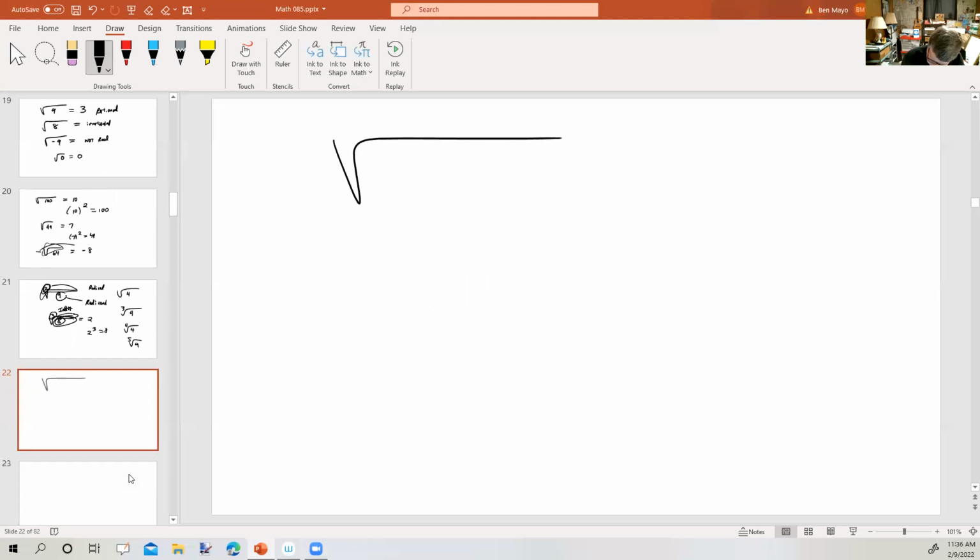For instance, let's say we've got this. The first thing you would do is simplify inside the radical, and then the square root of 16 is 4. Any questions about that?